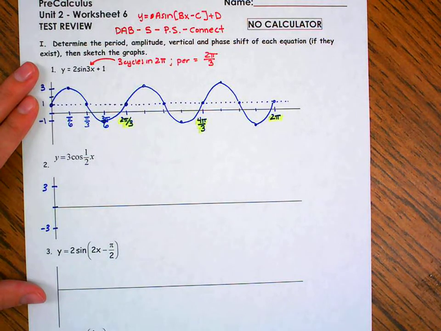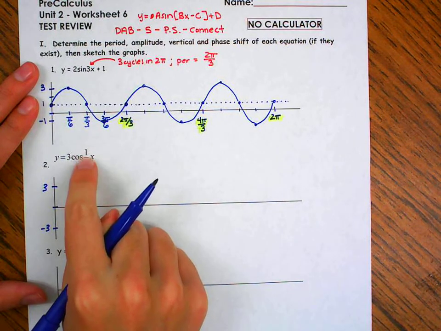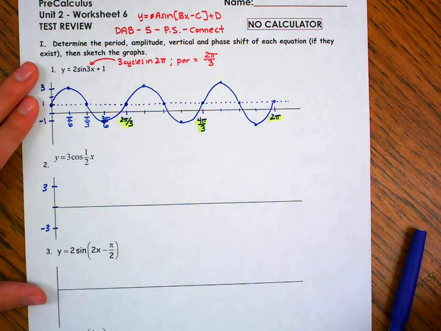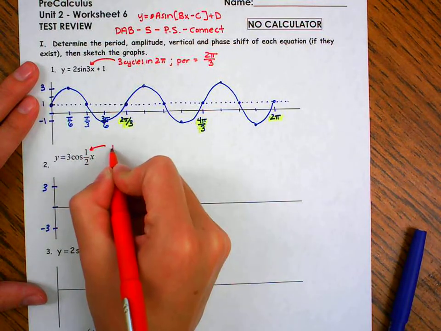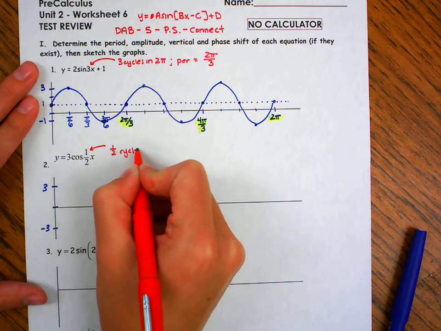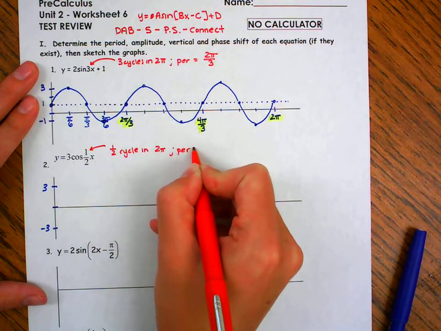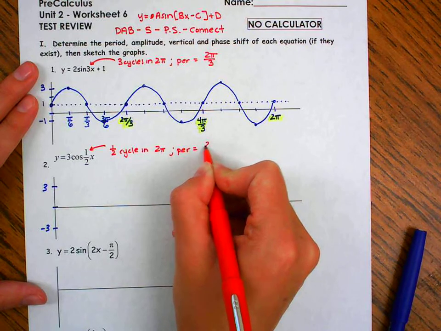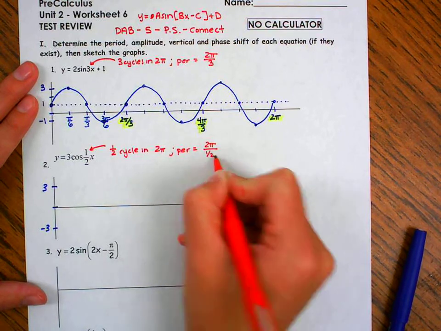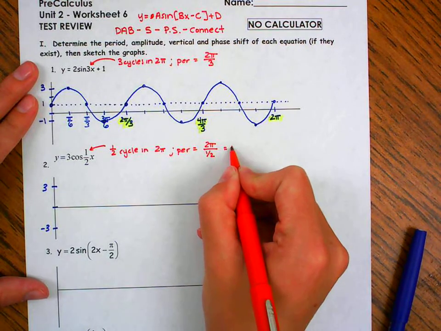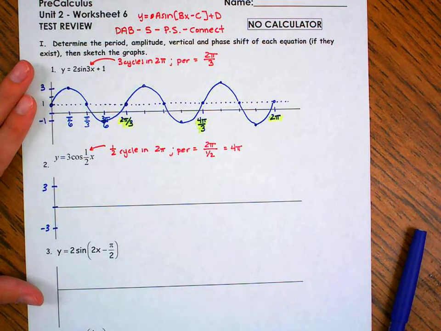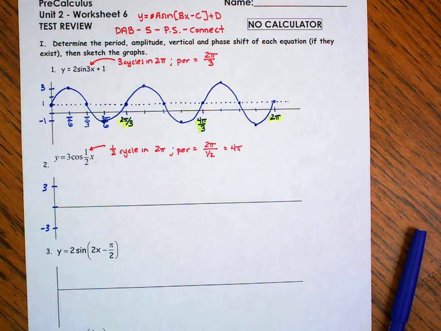Okay. Half, that's my B. This is telling me that I'm going to have a half a cycle in 2 pi. So a period is going to be 2 pi divided by 1/2. Well, dividing by 1/2 is the same as multiplying by 2. So a period is 4 pi.